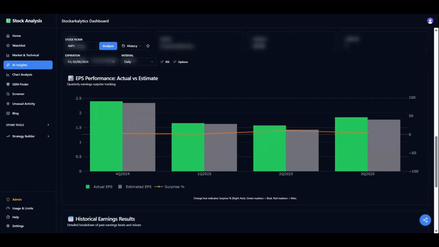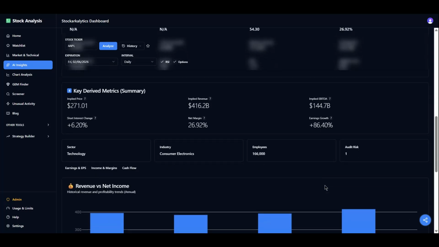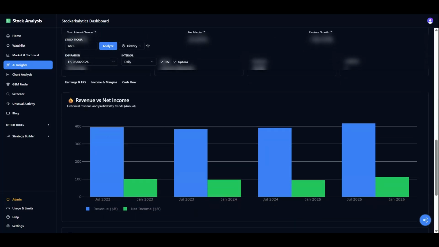Now, scrolling back up, your next tab is income and margins. This is the quality of earnings view, how much revenue is coming in and how much of it is turning into real profit. Here you can see the revenue versus net income over time. If revenue grows but net income doesn't follow, margins may be compressing. If both rise together, that's usually a stronger, healthier trend.